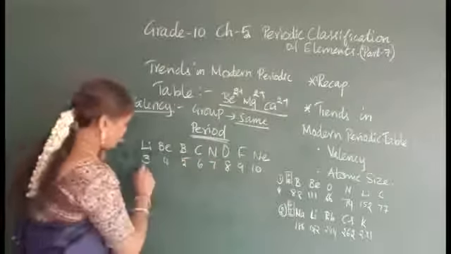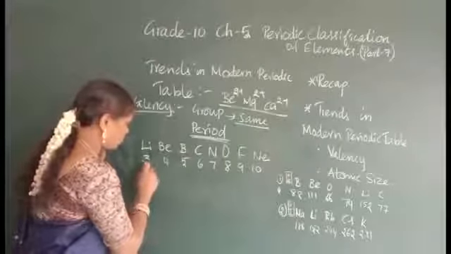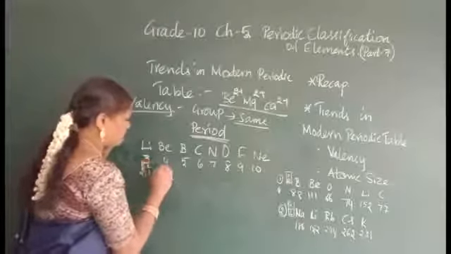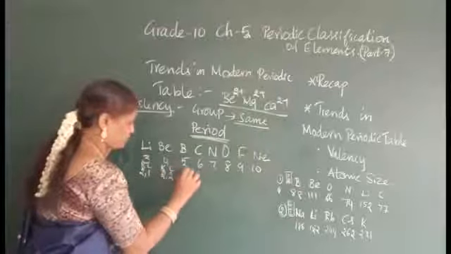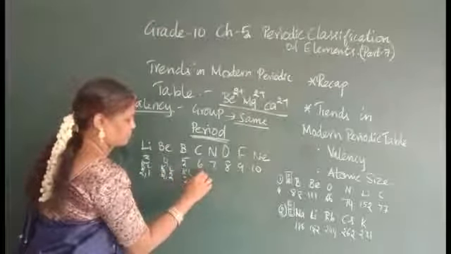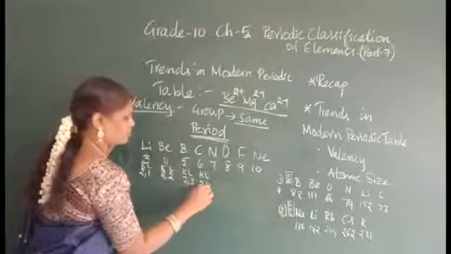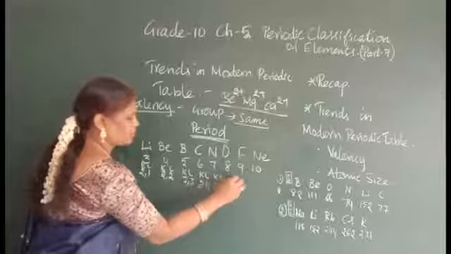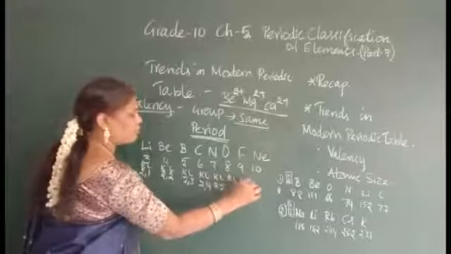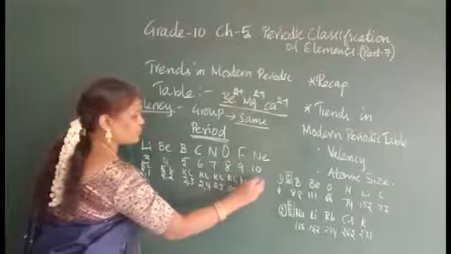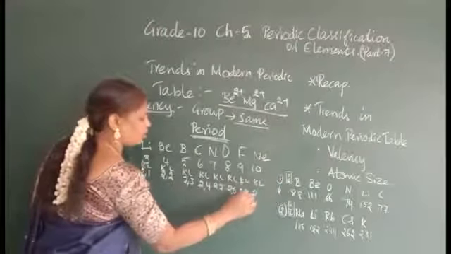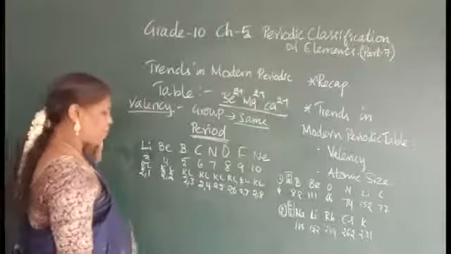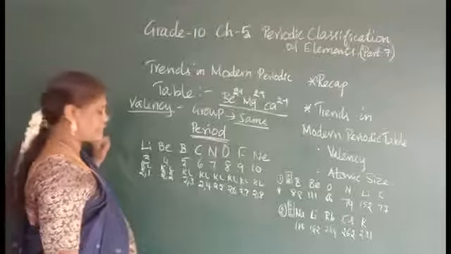How will it be split? It will be split as 2, 1. Here 2, 2. The shell count will be the same; electrons alone will be varying. 2, 3. 2, 4. Here 2, 5. Here 2, 6. Here 2, 7. Here 2, 8. So the number of shells remains the same, but what happened to the valency? Let us see the valency.